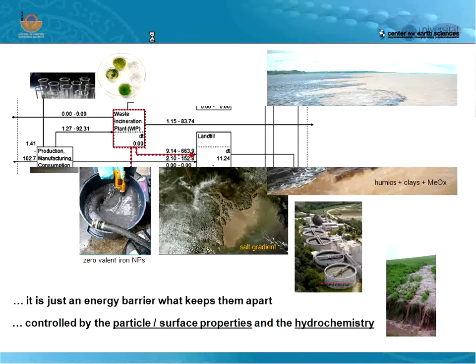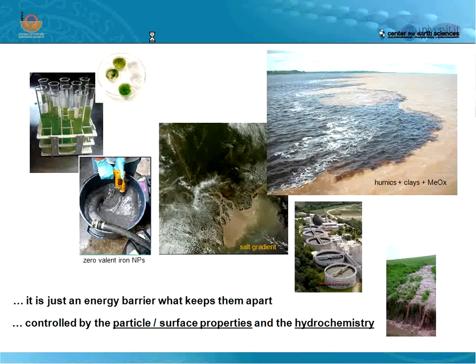So how can we do that? Actually, we know how particles interact. They are aggregating. This here is the intersection of the Blackwater River and the Amazon. This is the behavior in the salt gradient. We know the particles are simply aggregating here in the salt gradient, in the mixing zone, in the estuary.